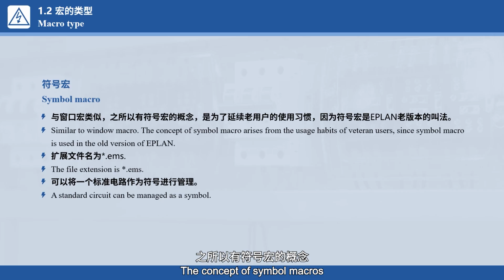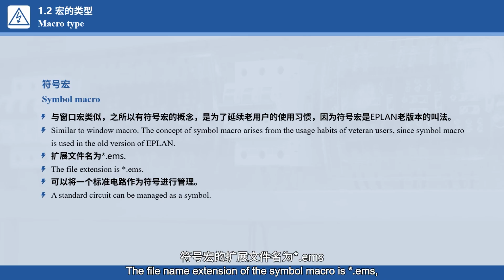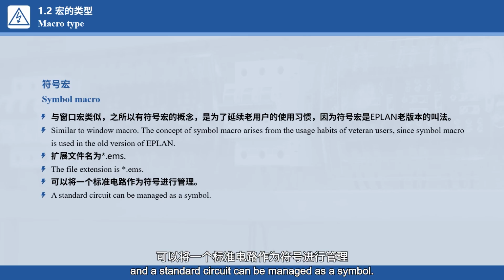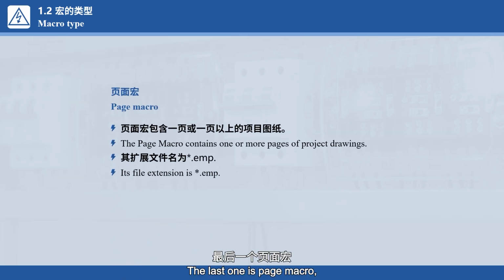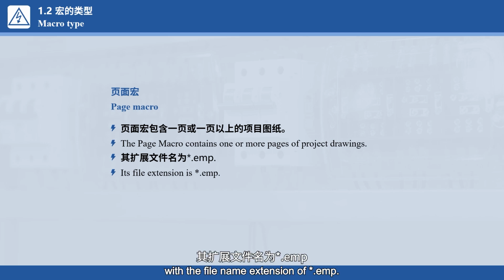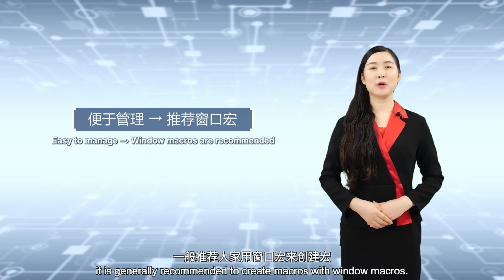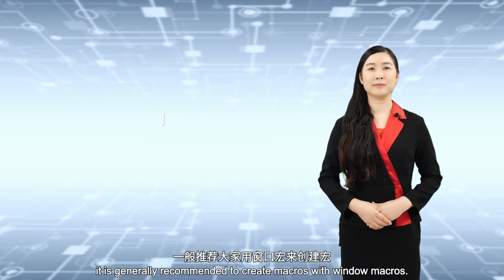Symbol macro is similar to window macro. The concept of symbol macros is set to adapt to the usage habits of frequent users, since symbol macro is called in the old version of E-Plan. The file name extension of the symbol macro is *.ems, and a standard circuit can be managed as a symbol. The last one is page macro, which contains one or more pages of project drawings with the file name extension of *.emp. To facilitate management, it is generally recommended to create macros with window macros.